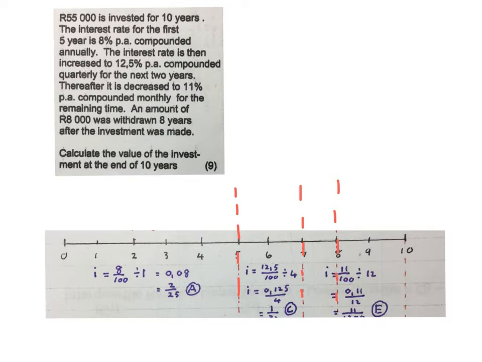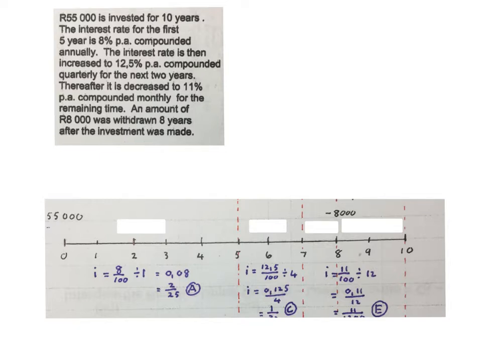You definitely don't have to write as much as we did. You might want to work out your I's of each compound period. The I over here, we stored in A. The I from there to there, we stored in C. And the I from there to there, we stored in E. Next, you might want to put in the money that was put in the beginning, was 55,000. And after 8 years, 8,000 was withdrawn. Then you might want to put in the N for each period.